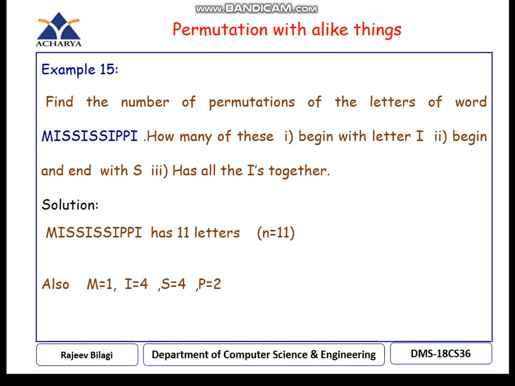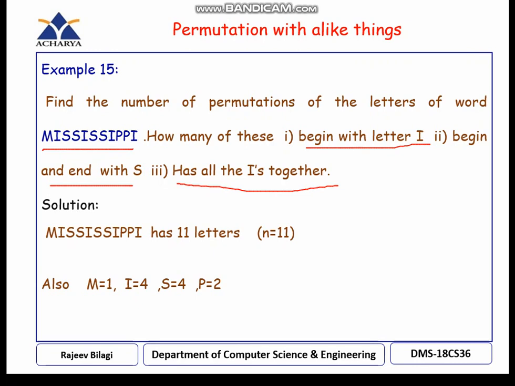Okay, we will continue with one more problem. Find the number of permutations of the word Mississippi. In how many ways do these begin with the letter I, begin and end with S, and have all I's together?